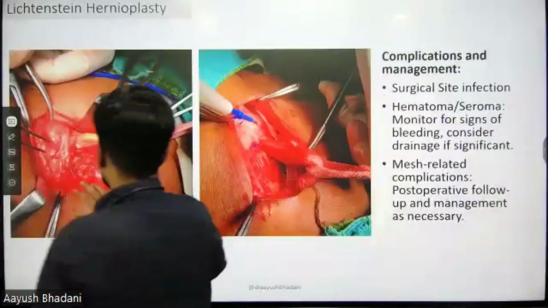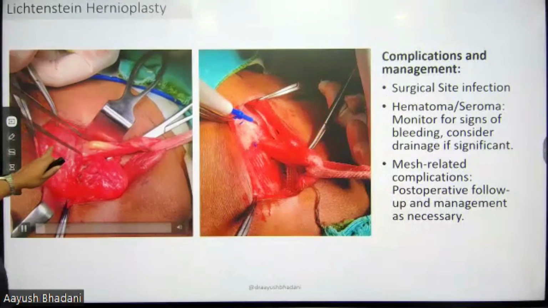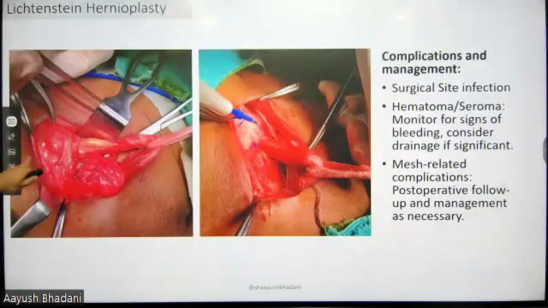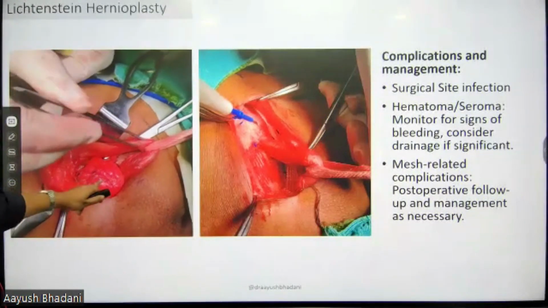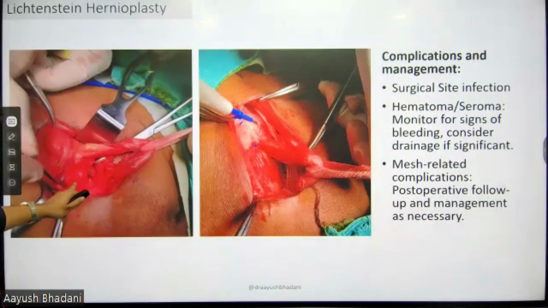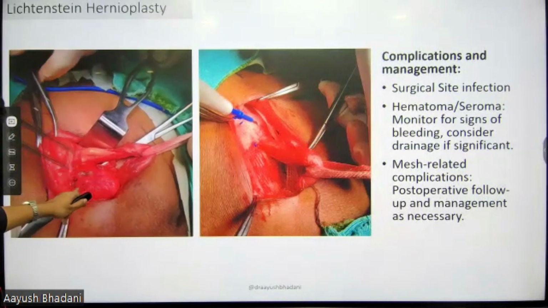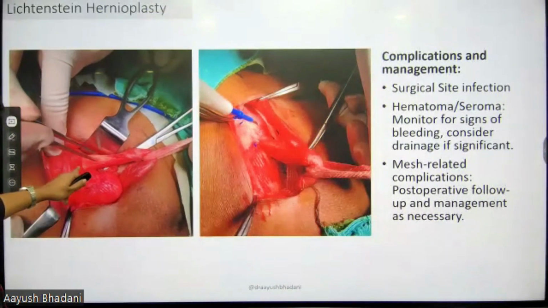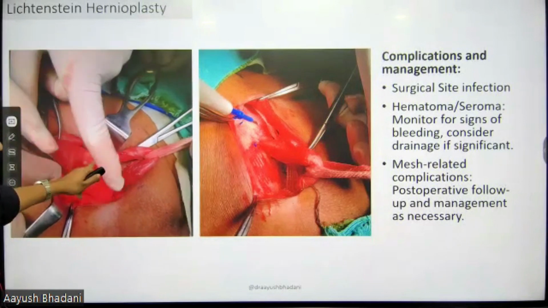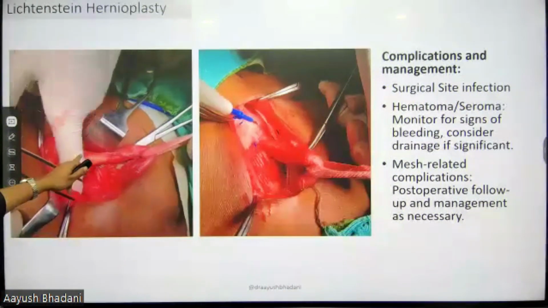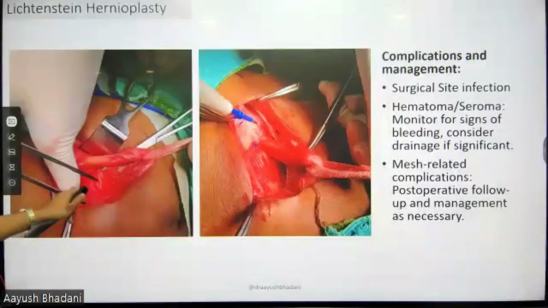This video I just played. What you see here is that I've dissected the external oblique. This is the direct sac. This is the spermatic cord. You see how I can push the direct sac inside because there's a defect. And I'm just trying to demonstrate the pre-peritoneal fat, which marks the deep inguinal ring. And this is the entire picture.